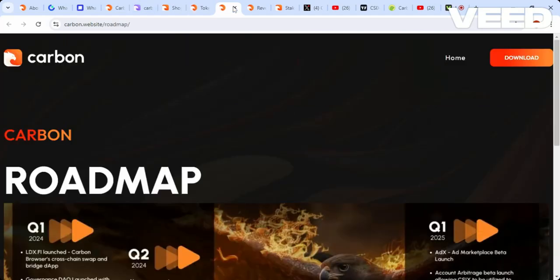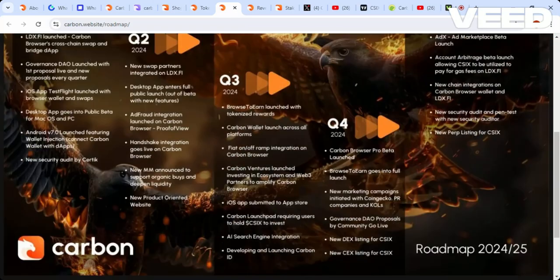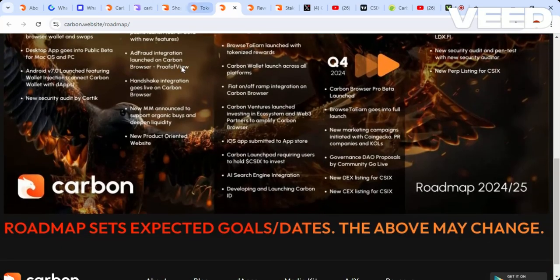Now, what's the roadmap of Carbon browser? So we are in Q3. We are at the end of Q3. So we have Carbon browser and browse-to-earn launch with tokenized rewards, crypto browser launch across all platforms. So these are what we're working on.